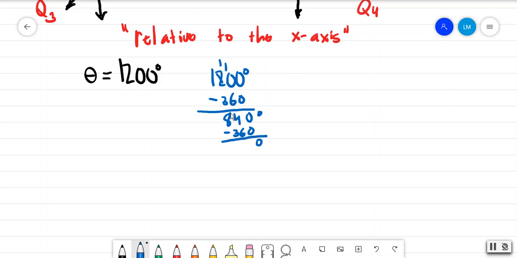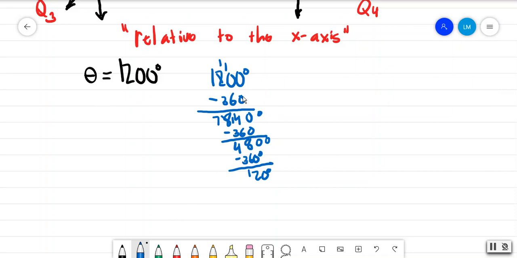Okay, 840 degrees is still bigger than 360, so we subtract 360 again, and that's going to be 480. I was taking a little pause because it looks like I have to do it again. So minus 360, and that's going to be 120. Now we have that this angle measure, 1200, is coterminal to 120.